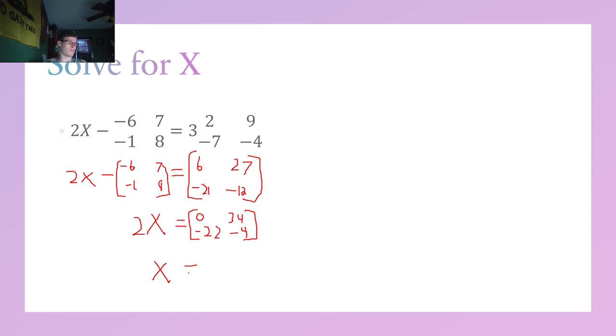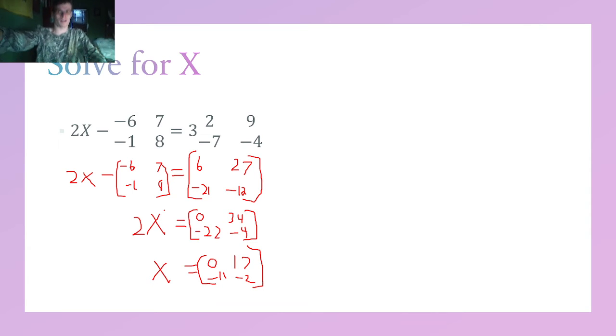All right, and then you have to divide it all by 2, and that will give you an answer of 0, 17, negative 11, negative 2. That's your answer for that one. That's how you solve those. You just apply the same operation, but to the corresponding terms when you're adding or subtracting. Order of operations is still the same for these, so make sure you pay attention to the order of operations when you're doing this.